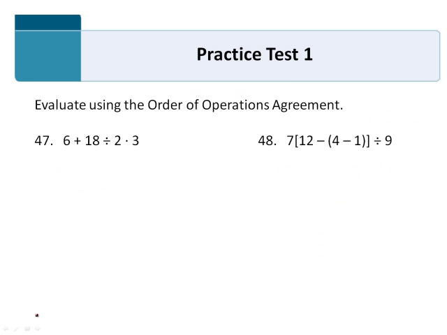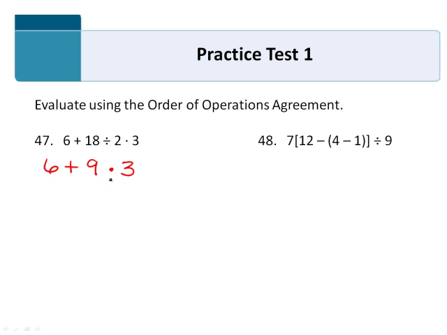Here's some more order of operations problems. So be careful on 47 here because you have addition, division, and multiplication. A lot of people will want to multiply first, but that's wrong. It says do multiplying and dividing as they occur left to right. Well, the division occurs first, so we're going to divide as our first step. So bring down the 6. 18 divided by 2 is 9 times 3.